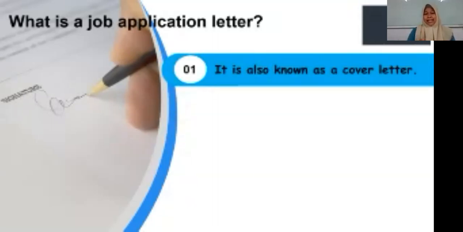But I will tell you a little more specific definition of what a job application letter is. Number one, it is also known as a cover letter. Let's underline the words cover letter. So a cover letter is the other name of a job application letter. Don't get confused, everybody. If next time you see and read a cover letter, that is actually a job application letter. They have the same function, just a little different in the name, okay?